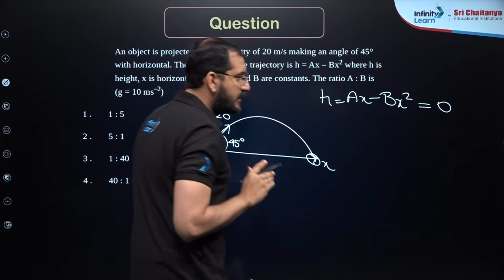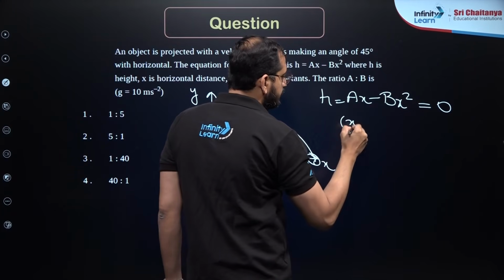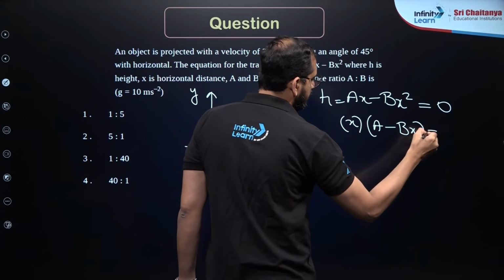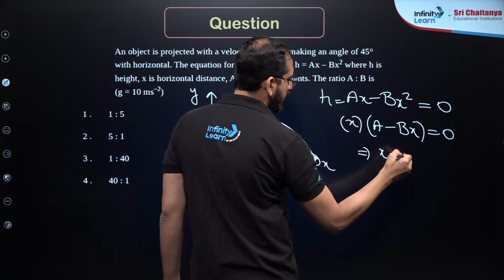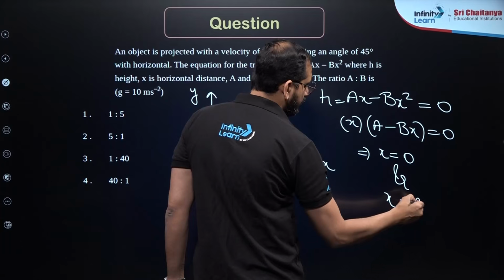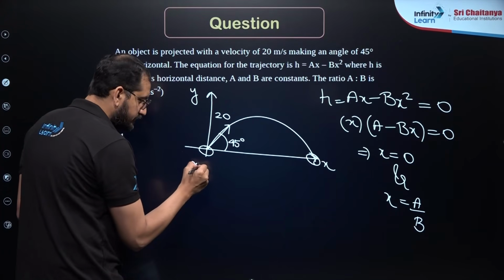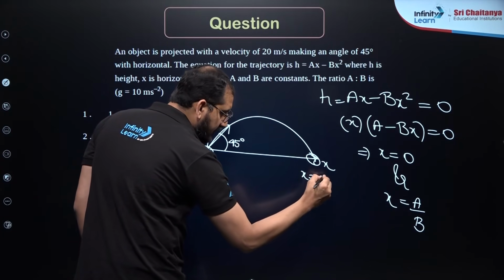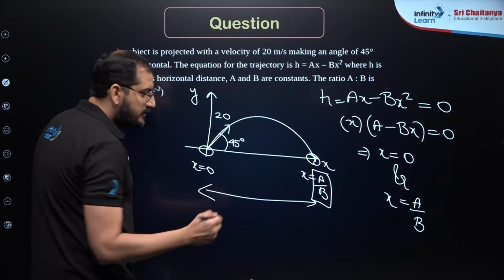Let's put this h is equal to 0 in this. So what are you going to get? Let me resolve it like this. From here, I am getting two coordinates. One is x equal to 0 and the other is x equal to a by b. Where is x equal to 0? And where is x equal to a by b? Can I say this a by b is nothing but the range? Yes, I can say that.